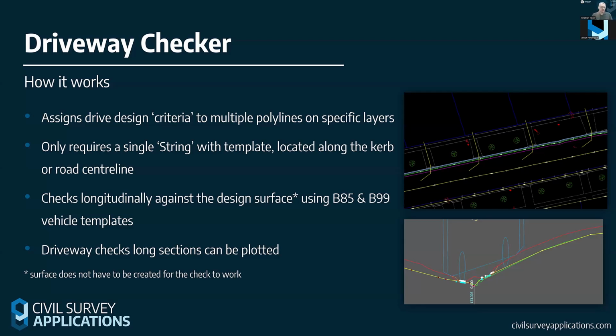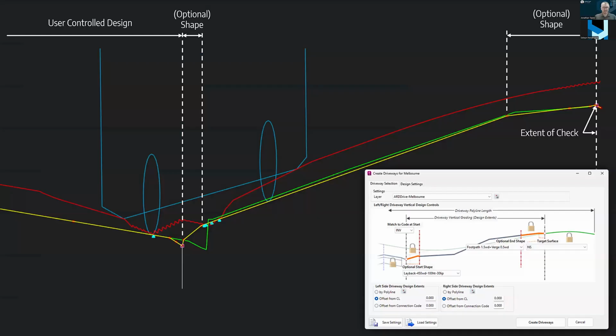Lastly, the main thing here is that the driveway checked long sections can be plotted. This is an example of a typical check. You can see we're putting the vehicle check in the display window with a check envelope, which is the red line you can see there. Essentially, we are taking your design, whatever that may be, up to the edge of your road. This could be the invert, this could be the edge of bitumen, and then we are hypothetically replacing whatever you may have here, which could be nothing, with a layback, a shape of some sort.